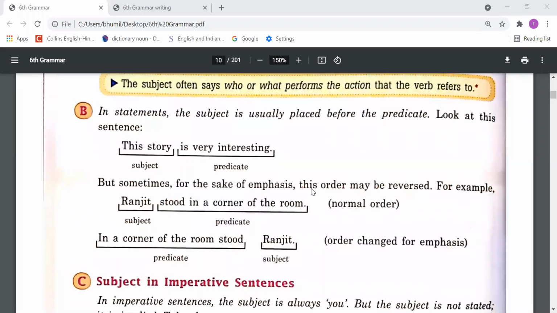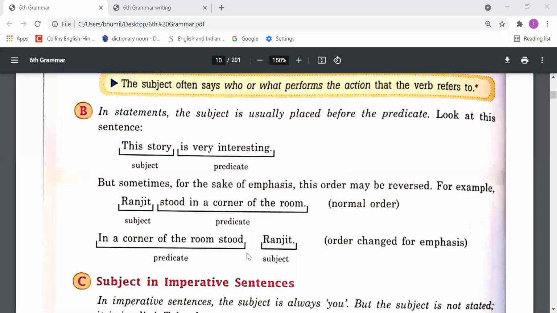Next, in statements the subject is usually placed before the predicate. Look at this sentence: "The story is very interesting." We are talking about the story, and what we are saying about it is the predicate, right? So this part is the subject and this part is the predicate. Usually the subject comes before the predicate, meaning the subject comes at the start, and after that the predicate comes. But sometimes, for the sake of emphasis, this order may be reversed. For example, "Ranjit stood in a corner of the room" is the normal order. "In the corner of the room stood Ranjit" is the order changed for emphasis.